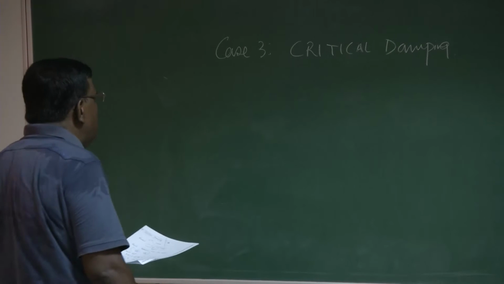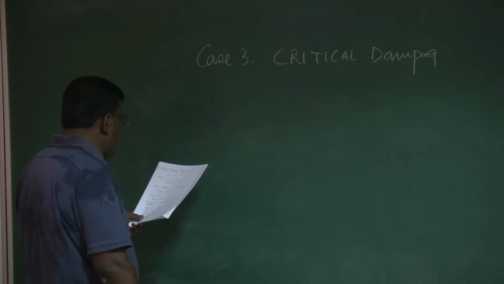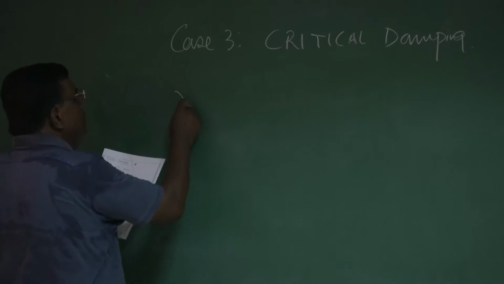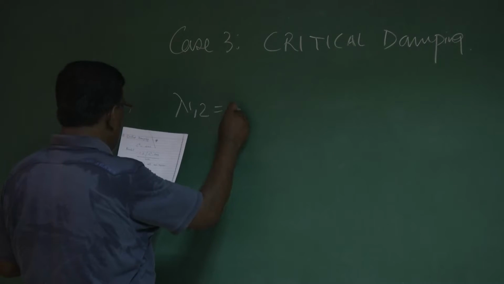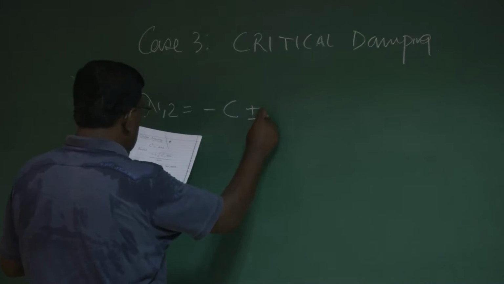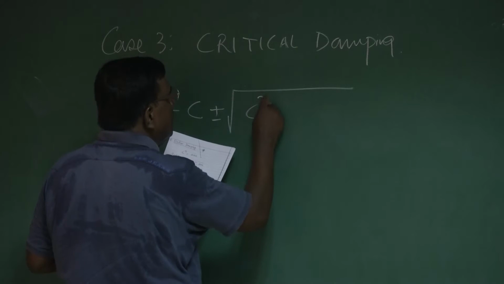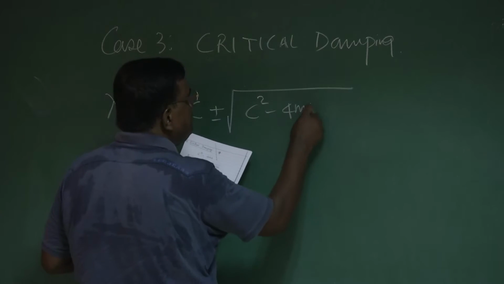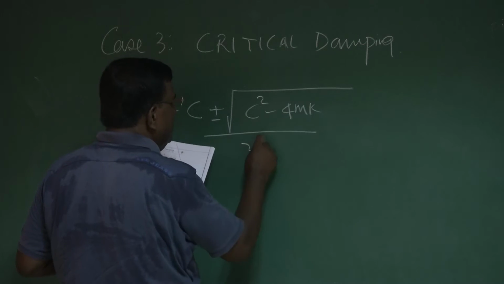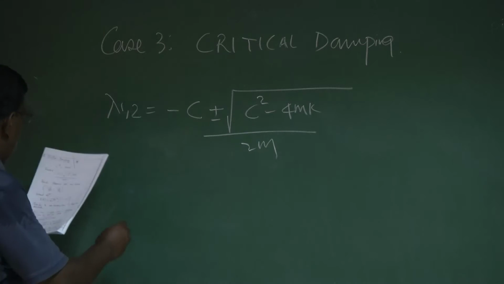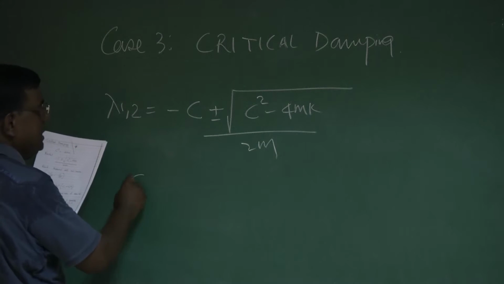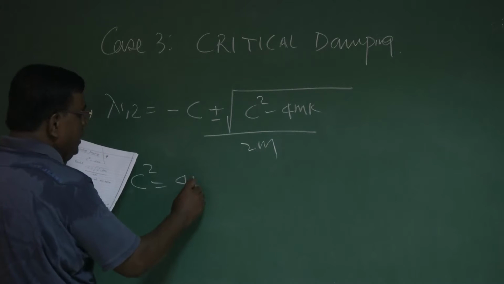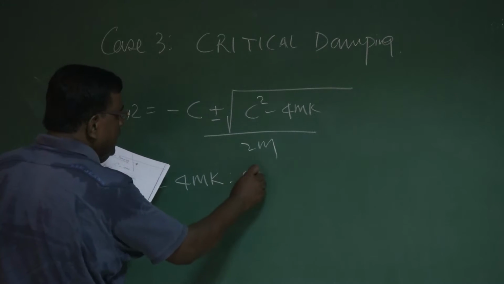Now let us come to the critical damping case, case 3, where lambda 1, lambda 2 is minus C plus minus under root C square minus 4mk by 2m. For critical damping, you know that C square equals 4mk. This is critical damping.